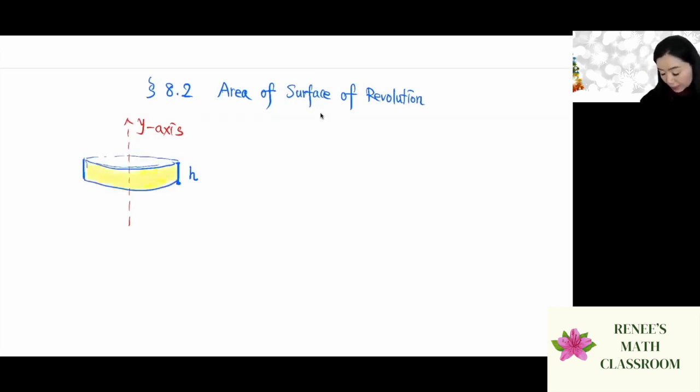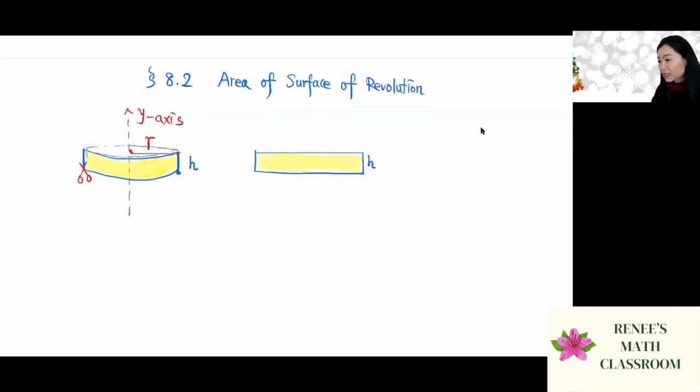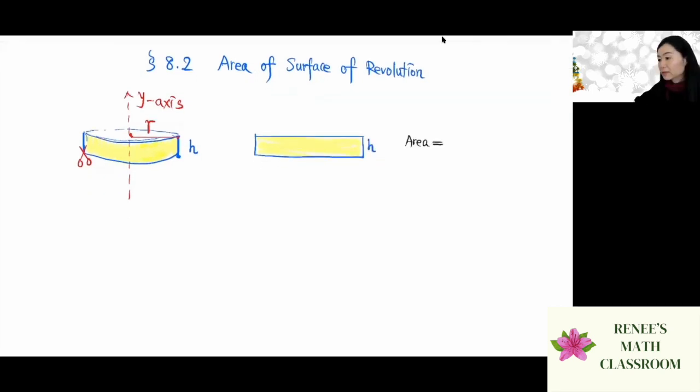Well, given that the radius over here is r. So what's the surface area? What will be the surface area over here? Well, if you cut along over here and open it up, then this is going to be like that. Okay, and it's just a rectangle. Right? The width over here is h. What's the length of this rectangle? 2 pi r.